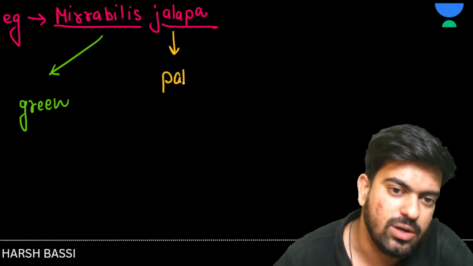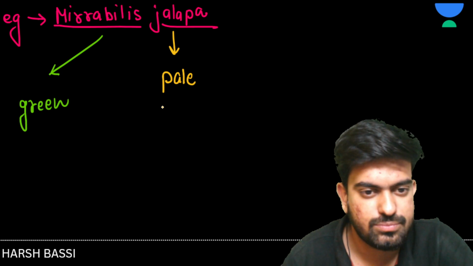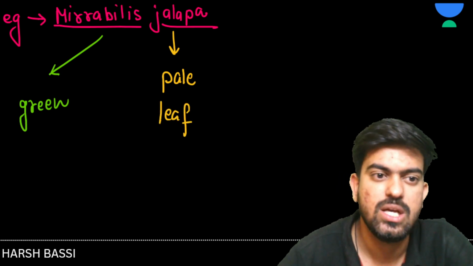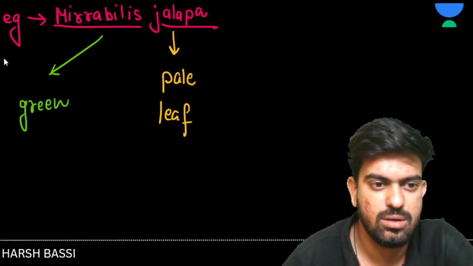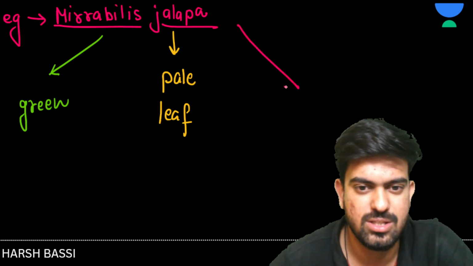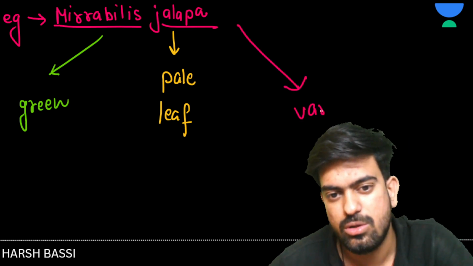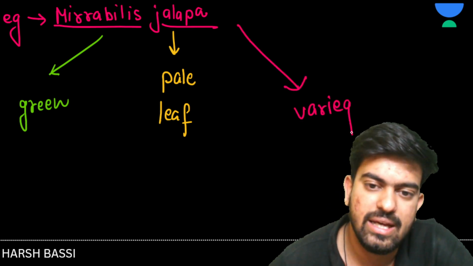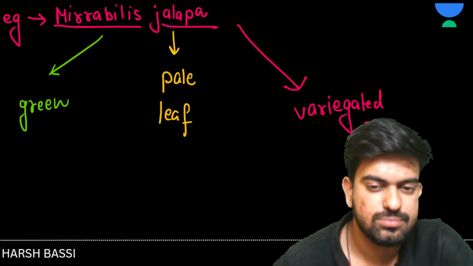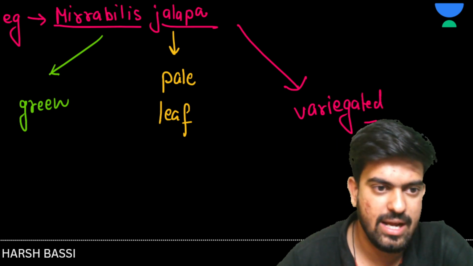And the third is the variegated leaf, a mix and match of both, a little bit you take, a little bit I take. So, variegated leaf. Clear? So here what's going to happen, guys?